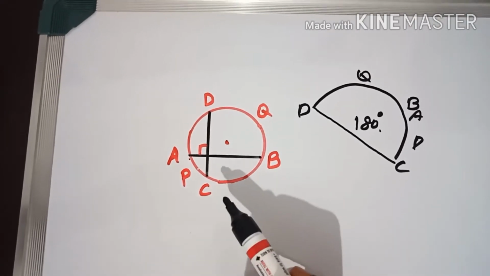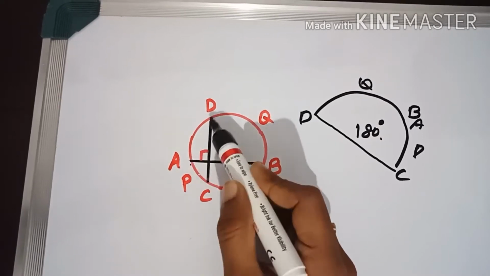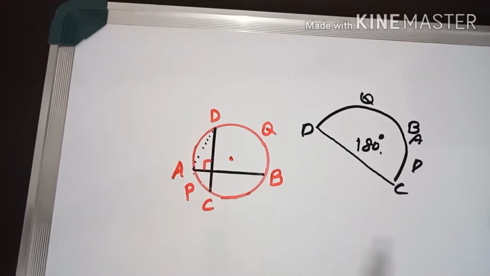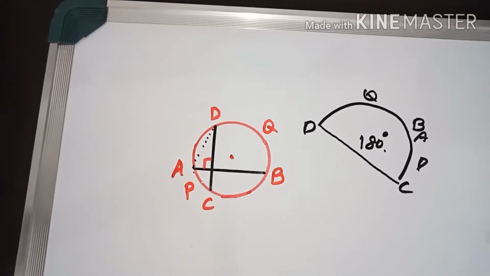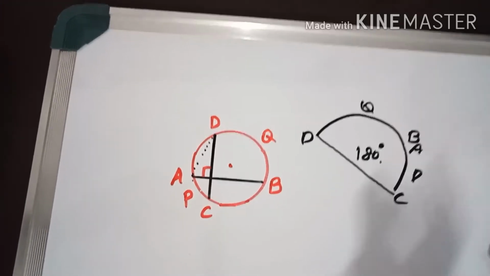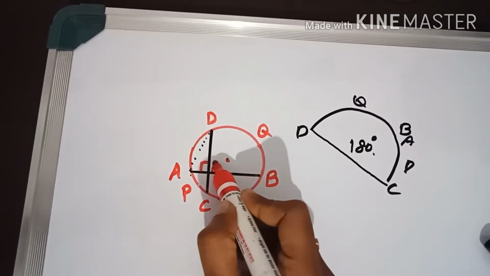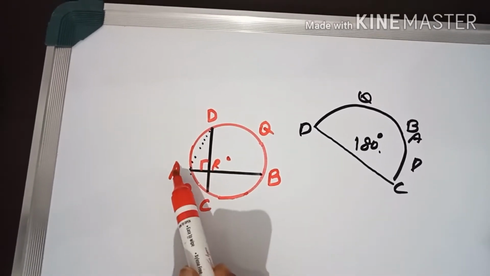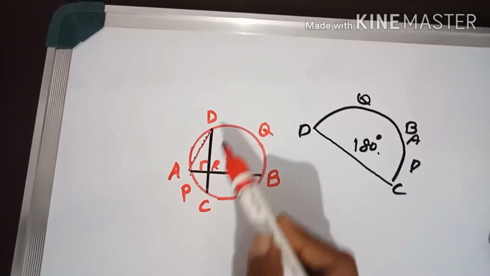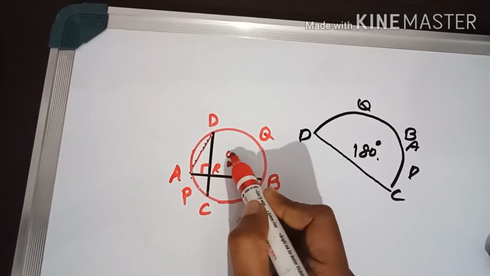So for that, first of all, let's join D and A. Let's join these two points like this. First join this, then we will get one triangle, and let's give a name to this point, R. So we will get one triangle ARD. This is the triangle ARD. Now this is the central point, the center point O.